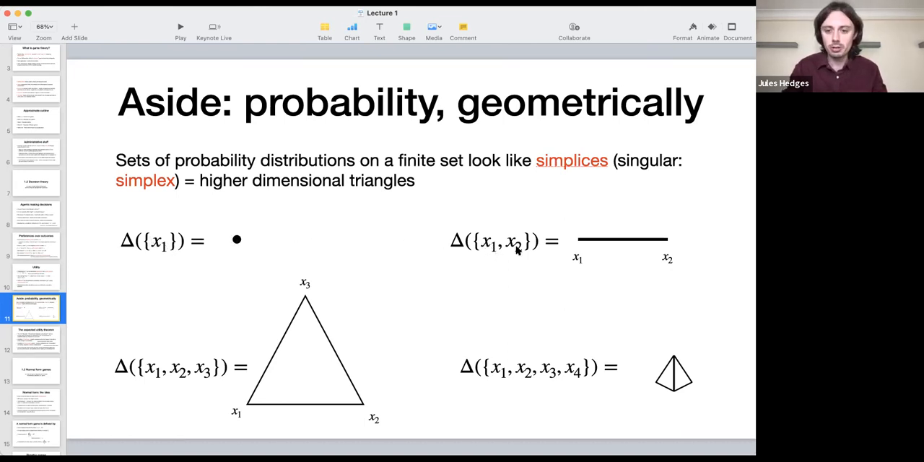If we have two outcomes, then the probability distributions on this can be visualized as a line segment where at one end you have do x1 with probability 1, at the other end you have do x2 with probability 1, and in the middle you have 50-50. So for example, here we do x1 with probability 2/3 and x2 with probability 1/3.